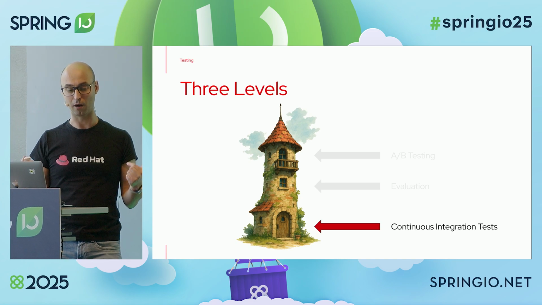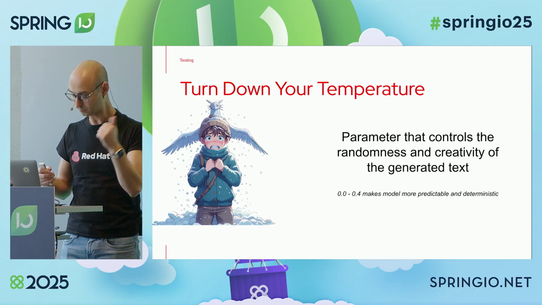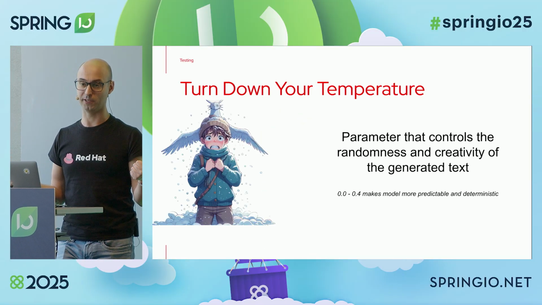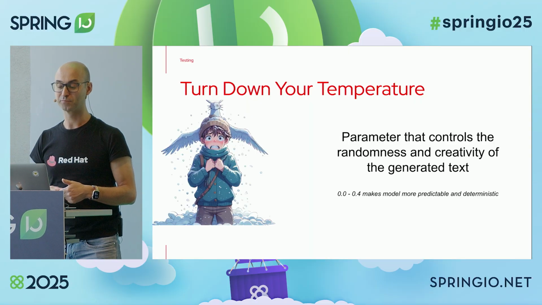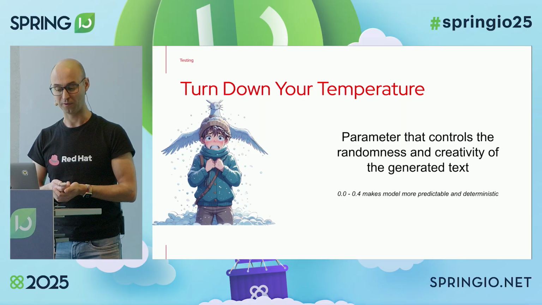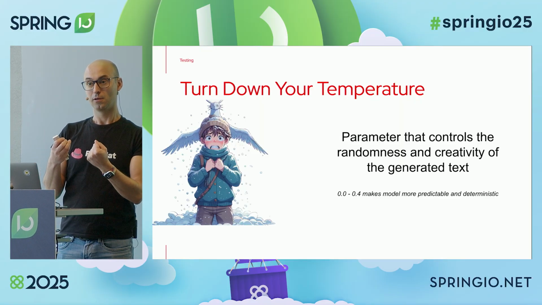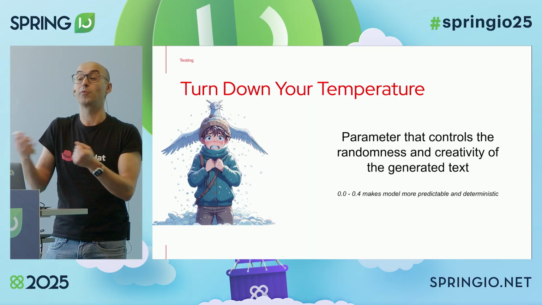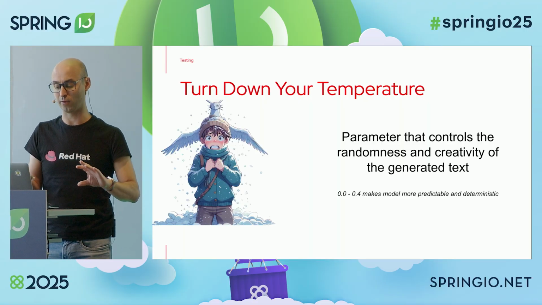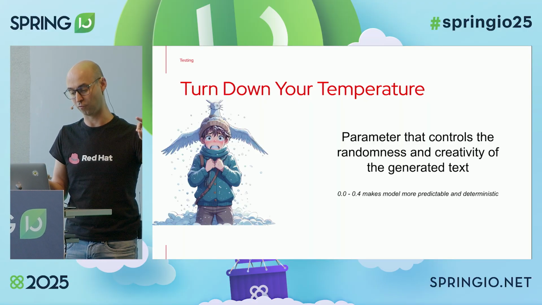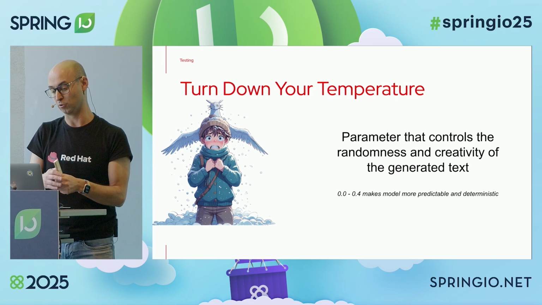Remember, these tests are code. I mean that everything is code, but it's done by the developers. First of all, during the test, turn down your temperature. If you do not know, temperature is the parameter that controls the creativity of the model. If you turn it down, there will be less random answers, right? It's going to be more deterministic. Usually, 0.0 to 0.4 makes the model more predictable. So that's one of the things that you can use when you run the test.